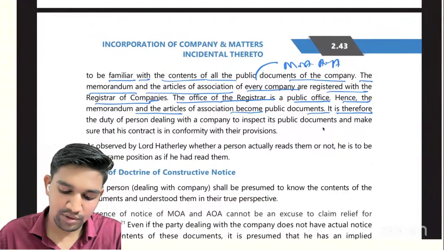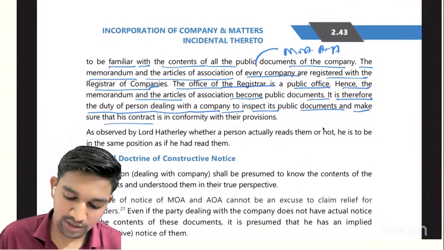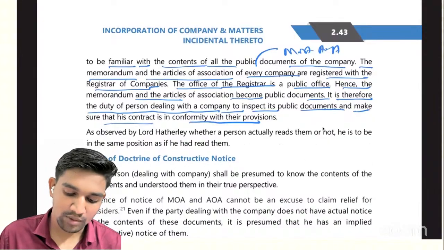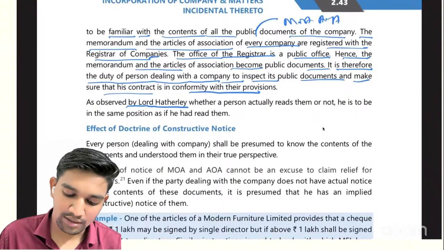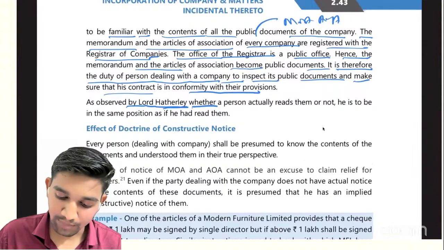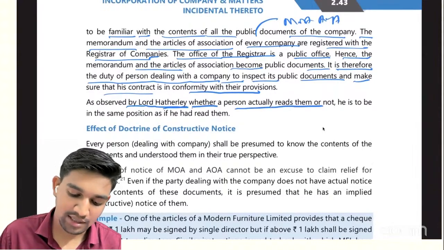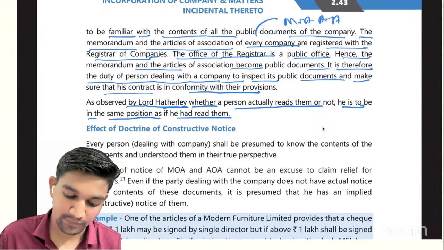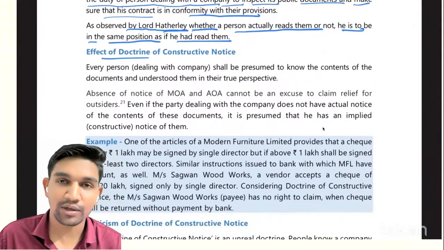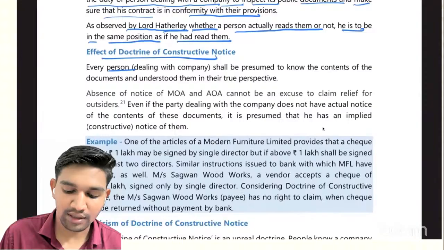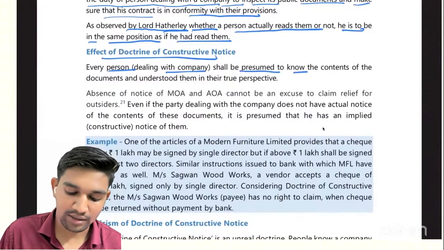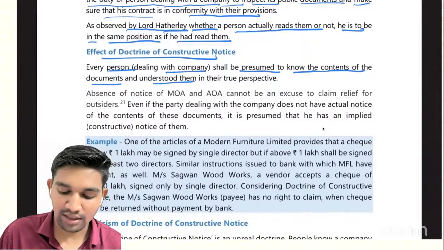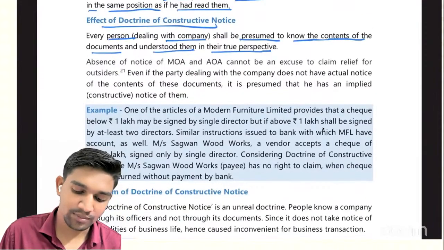It is therefore the duty of the person dealing with the company to inspect its public documents and make sure that his contract is in conformity with their provisions. As observed by Lord Hatherley, whether a person actually reads them or not, he is to be in the same position as if he had read them. Okay. Effect of the doctrine of constructive notice. Every person dealing with the company shall be presumed to know the contents of the documents and to have understood them in their true perspective.